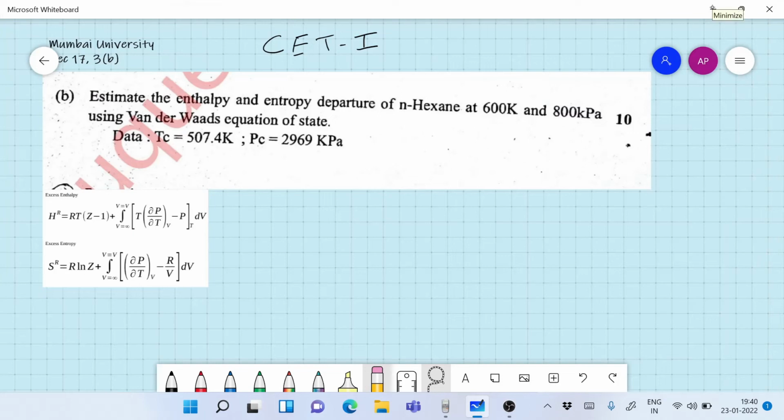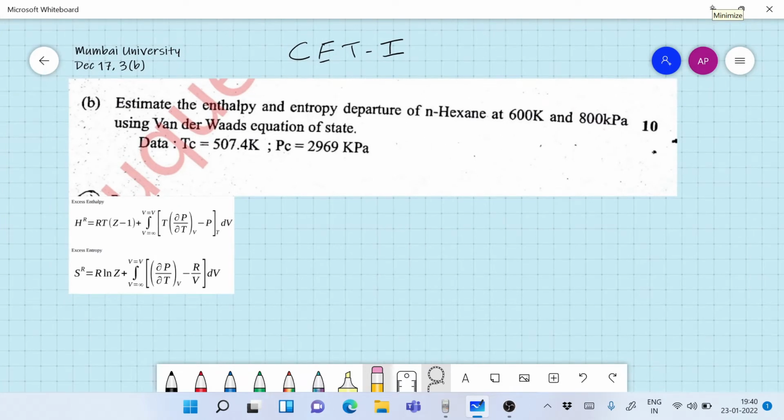Hello, and welcome to another lecture on chemical engineering thermodynamics. Today, we'll be taking a question that has been asked in the Chemical Engineering Thermodynamics 1 paper of Mumbai University. This question came in December 17, and it is question 3b. The question is on your screen.